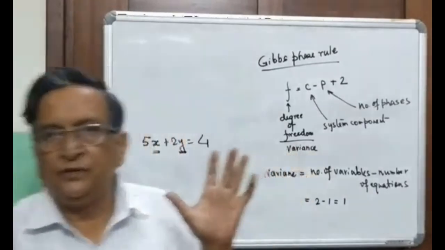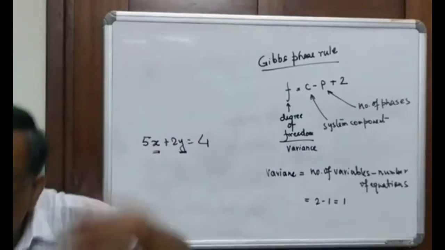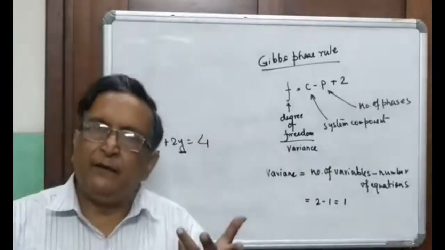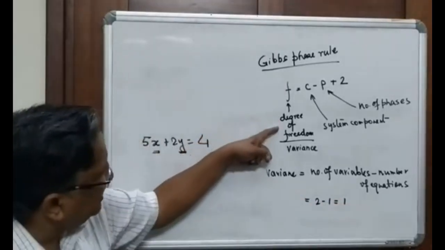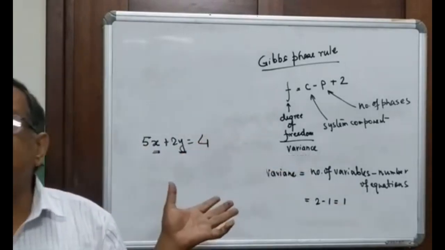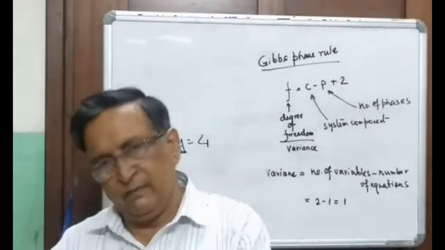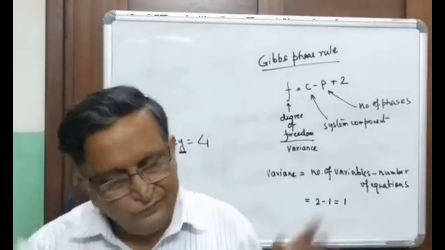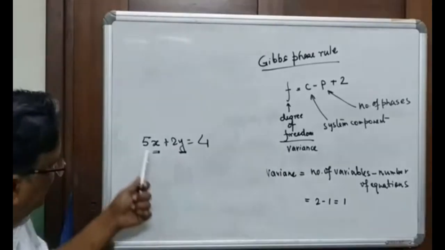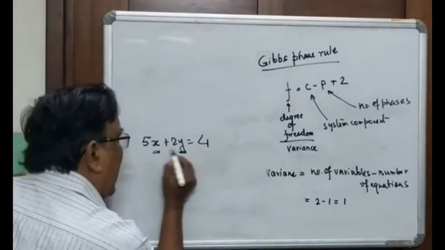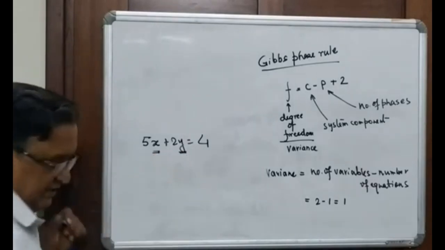There are 2 ways to do it. One equation will not allow you to quantify both variables. You will be left with one unknown. That is degree of freedom, and that is variance in metamorphic petrology. Essentially, number of variables minus number of equations. That's it. This can be done in 2 ways. Either you need a value of x to find y, or you need a value of y to find x.